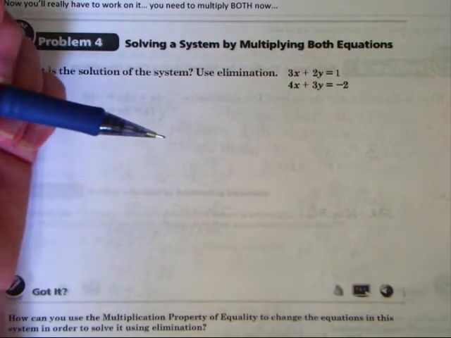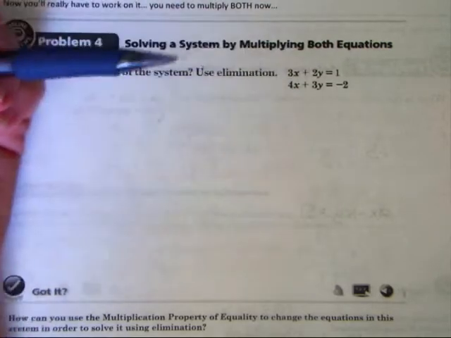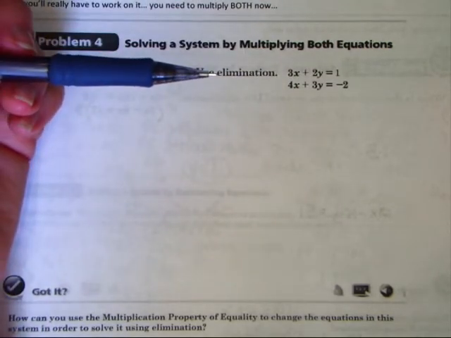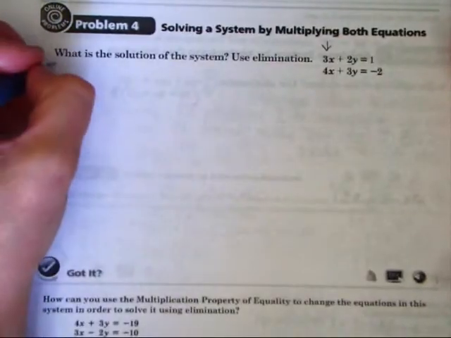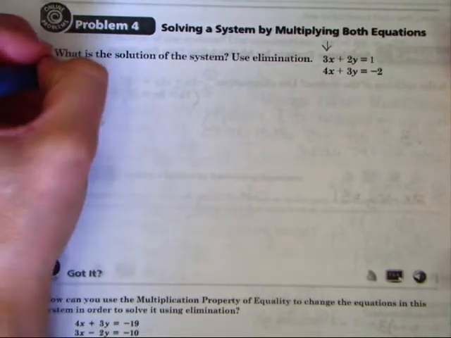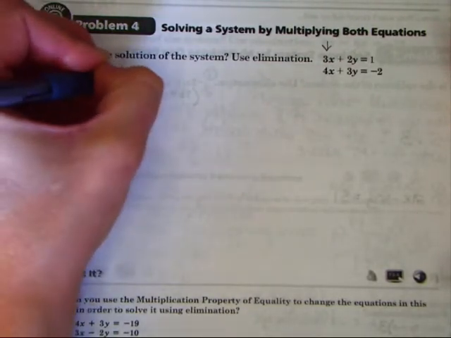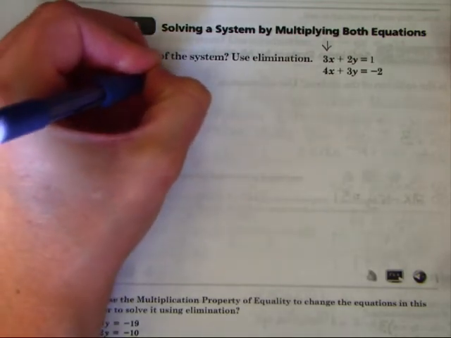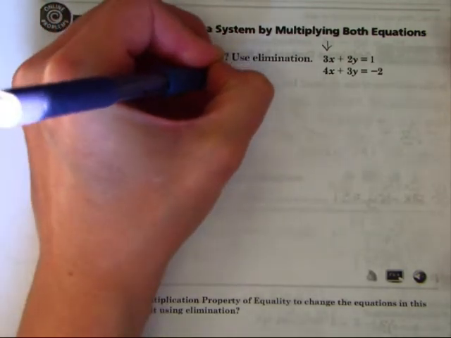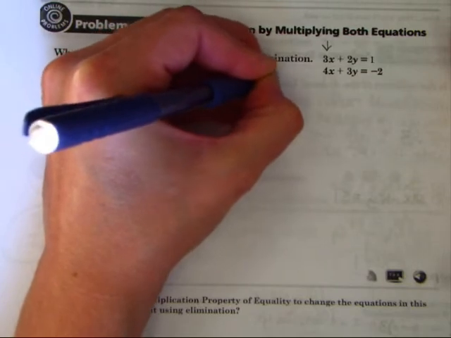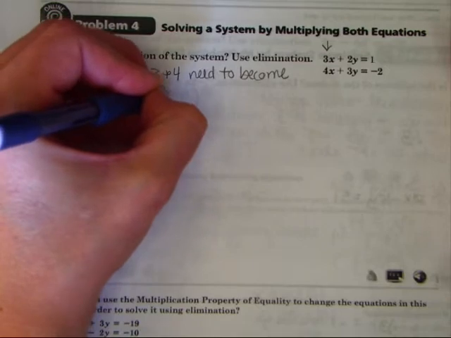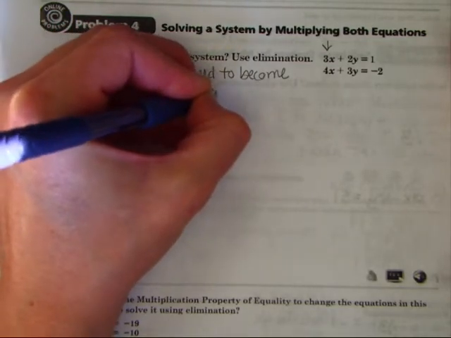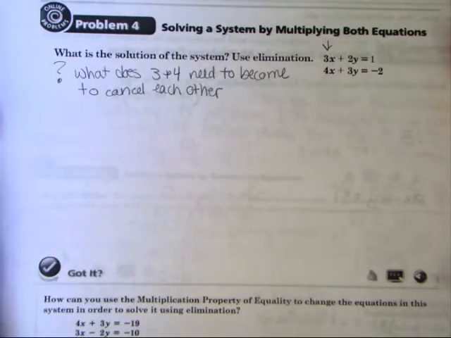So pick. Do you guys have a decision? Do you want to do the x's or the y's? There is no correct answer. Well, since you can't really answer me because you're at home and I'm not there, let's go ahead and try to cancel the x's. So here's what you need to think to yourself. Hey, self, what does 3 and 4 need to become to cancel each other? Well, what does 3 and 4 both go into?